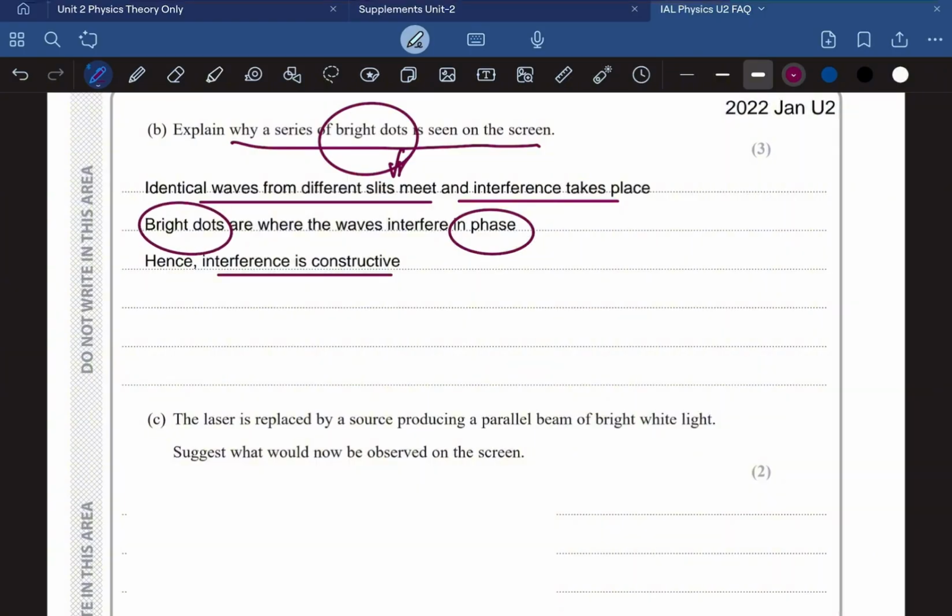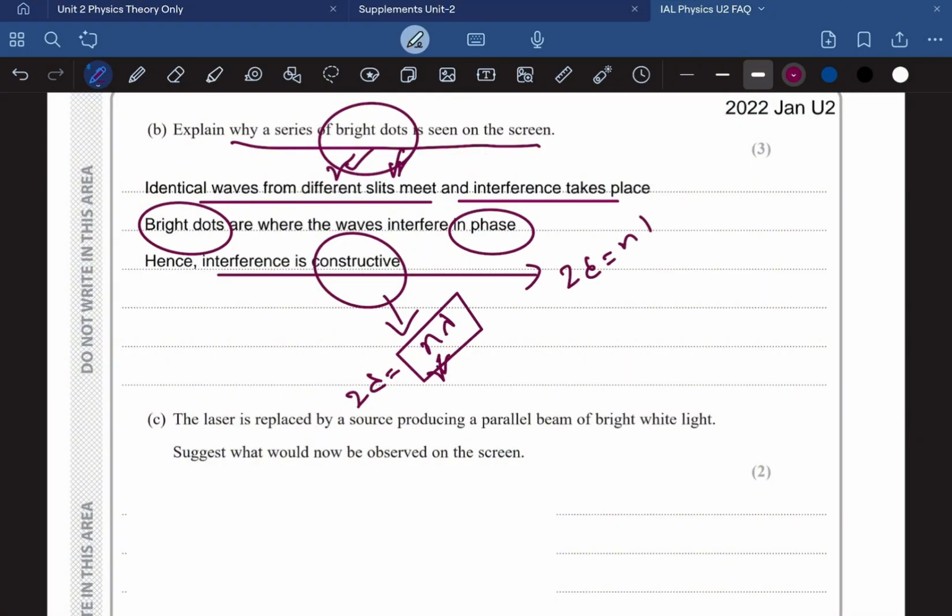And if there was a black dot or a dark dot, we could have said that yes, there was a destructive interference. And for another mark you can say the path difference is n lambda right here. You can also write it down like this: 2d is equal to n lambda. But for destructive interference, in the previous question that we have solved, 2d was n plus half lambda. So this is the main difference between them.